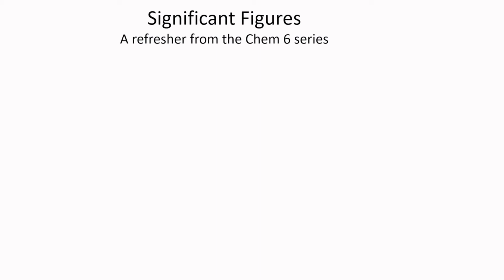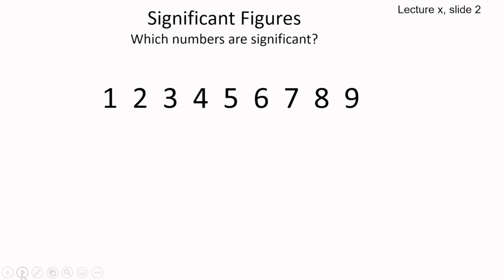Okay, this is a refresher from what you should have learned in the Chem 6 series on how significant figures work for a variety of operations. So let's talk about that. What numbers, first of all, are significant? Well, of course, any number 1 through 9 is always significant.